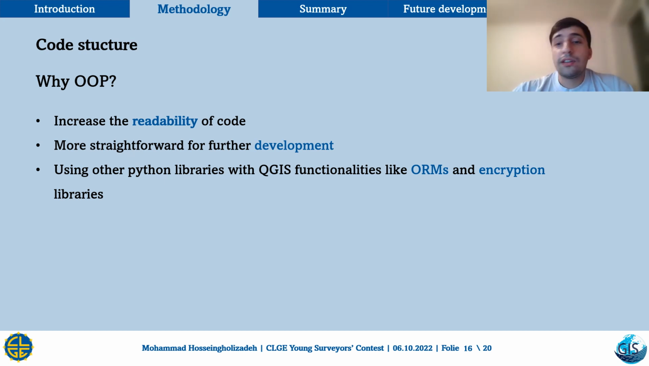We are using ORMs and encryption, because of the username and password of your PostGIS. It is very important nowadays. And finally, the unit testing. So without testing your classes, without testing your code, nothing is reliable.